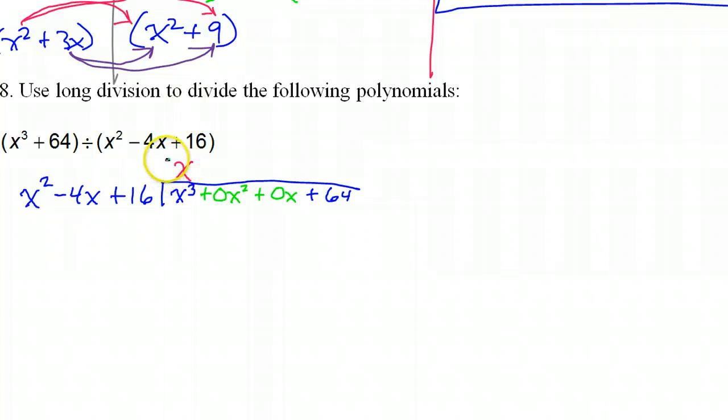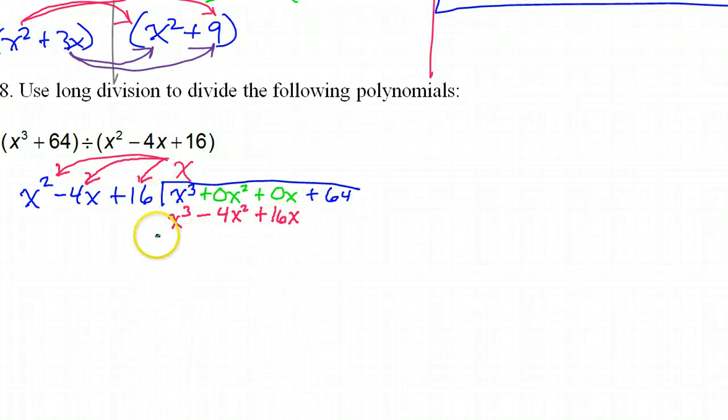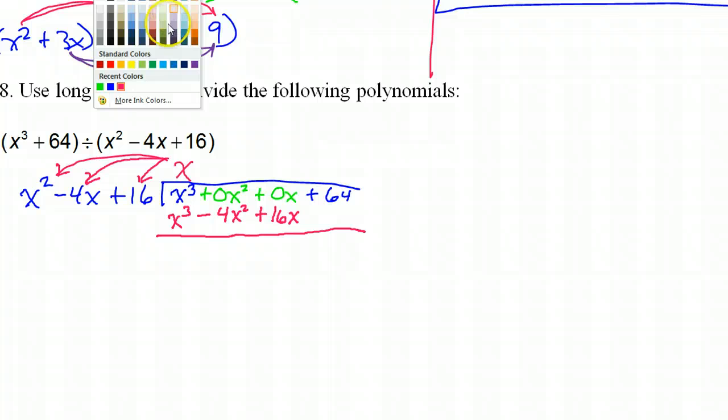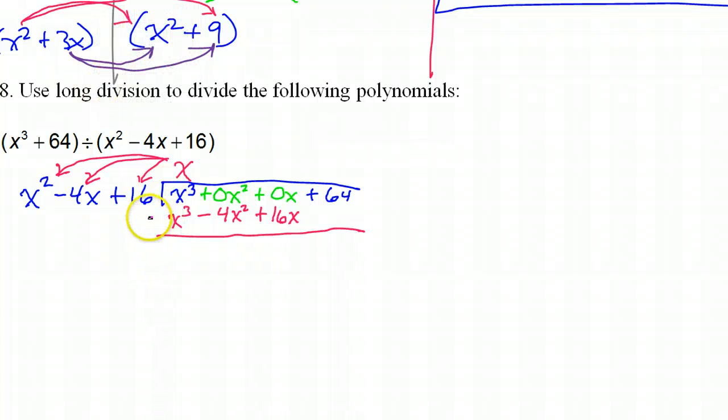Now, once you have that x, you do the distributive property with it. X times x squared, well, that's x to the third power. X times negative 4x, that's negative 4x squared. X times 16, that's 16x. So I have all of this. Now I subtract by changing the signs. So this will become minus, plus, and minus.